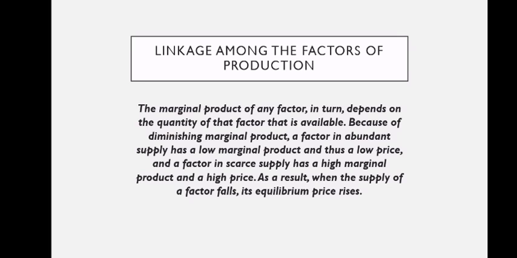An event that changes the supply of any factor of production can alter the earnings of all the factors. The change in earnings of any factor can be found by analyzing the impact of the event on the value of the marginal product of that factor.